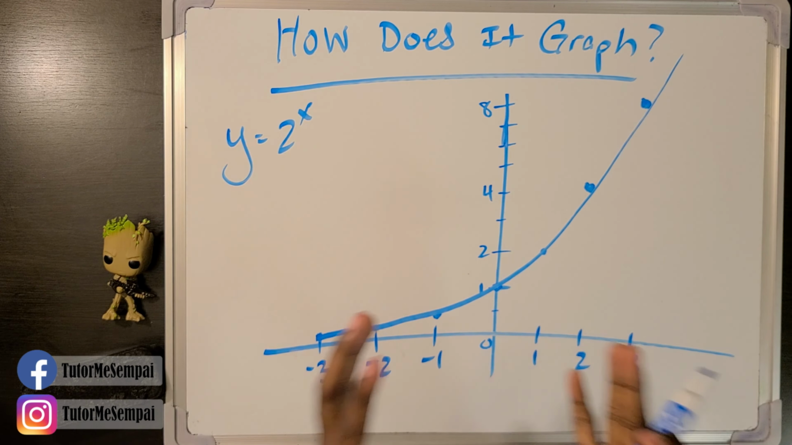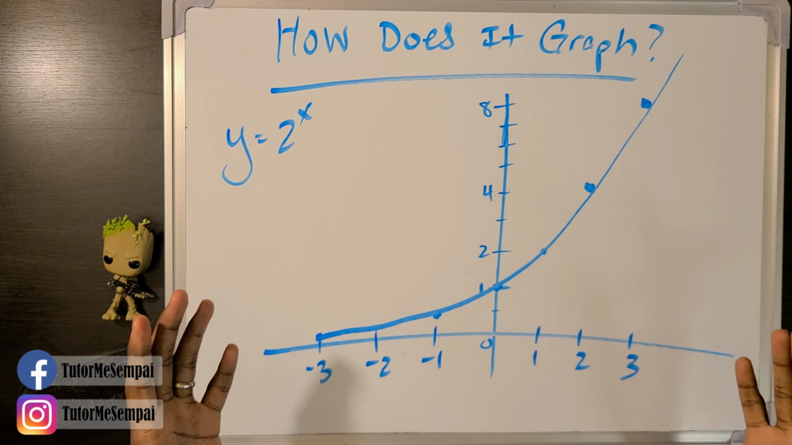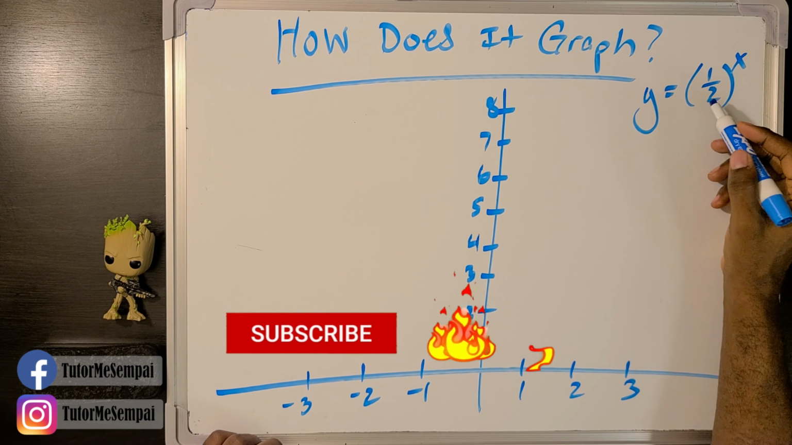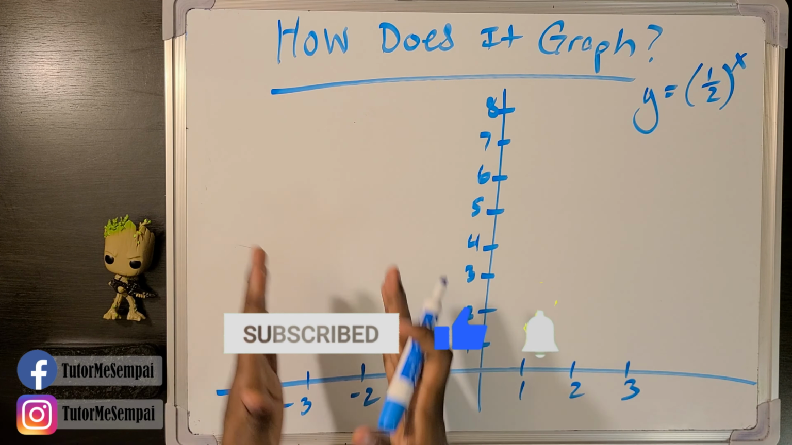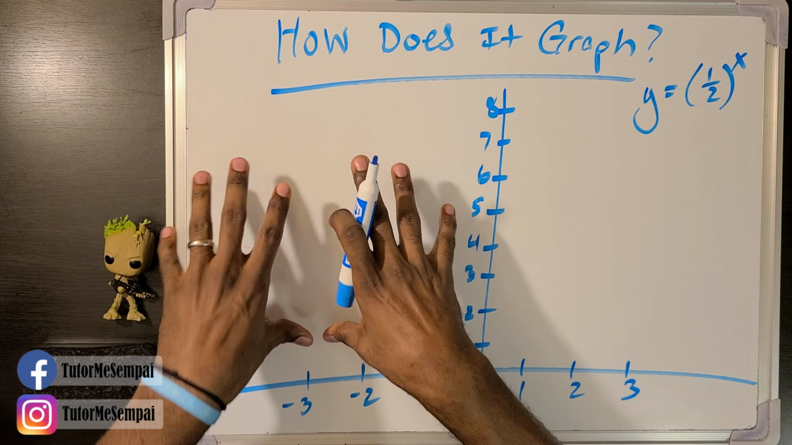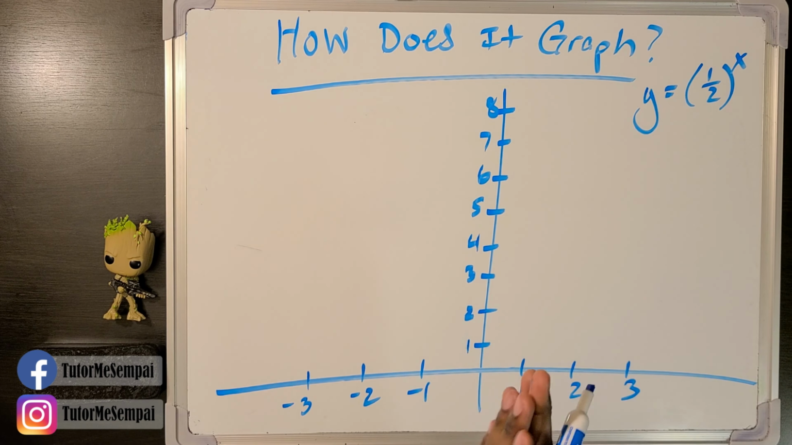How about a base that's between 0 and 1? So now we have the exponential function 1/2 to the x. Now I wrote over here because you're going to see I'm going to need a little bit more space on this side of the graph that I didn't need for when our base was greater than 1.